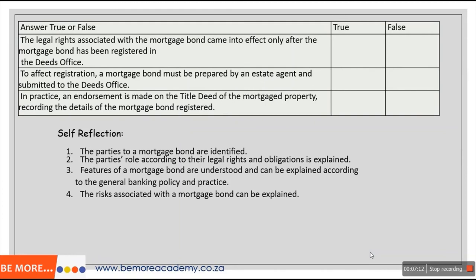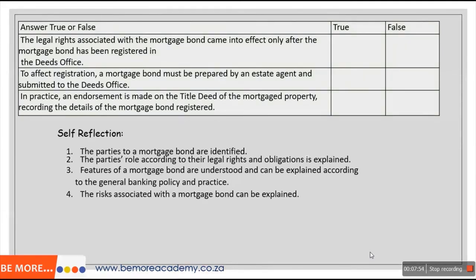But who's doing the registration at the deeds office? Estate agent or the attorney's office? Not the estate agent. It's false. In practice, an endorsement is made on the title deed of the mortgage property, recording the details of the mortgage bond registered. An endorsement is true, yes. Okay, great.